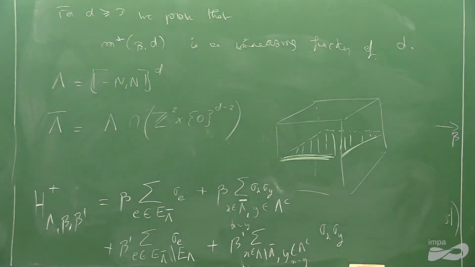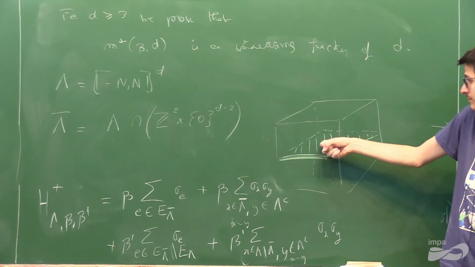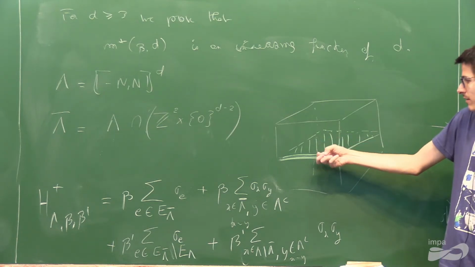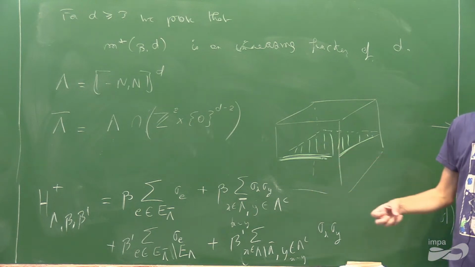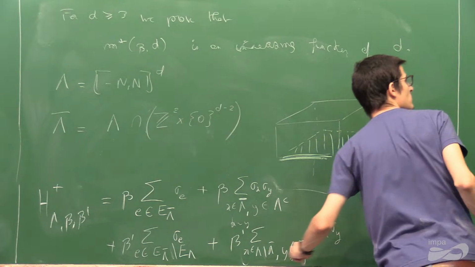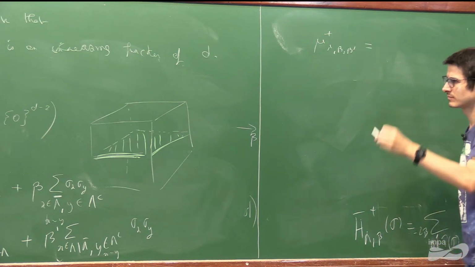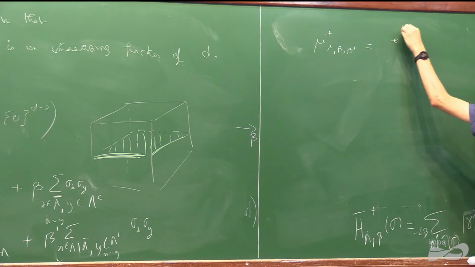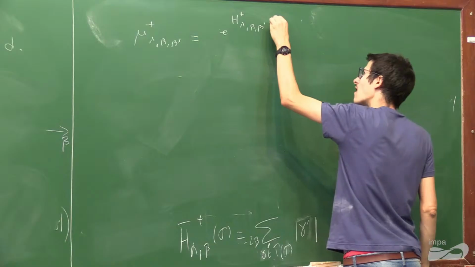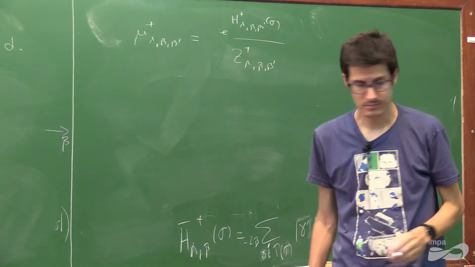Okay, so just a long formula to say something simple. What I'm going to be doing is to put an interaction beta on all the edges that are either green-green or green with a boundary. And I will put an interaction beta prime on all the other edges. Okay, and I define mu lambda, beta, beta prime, plus accordingly. It's equal to just this.